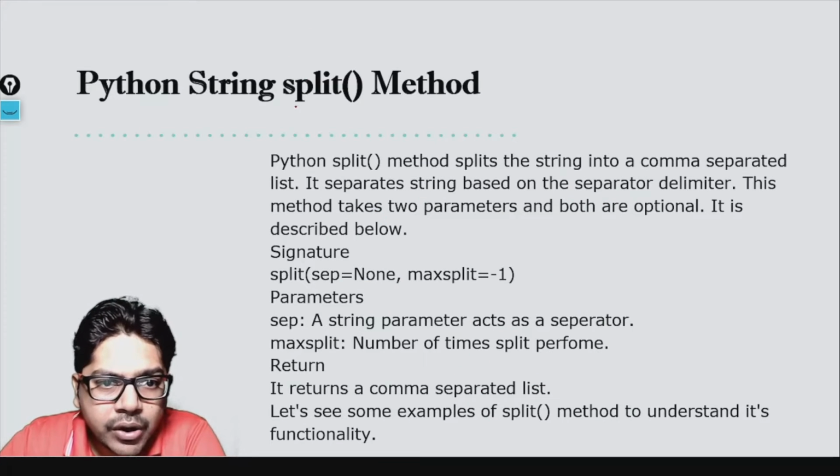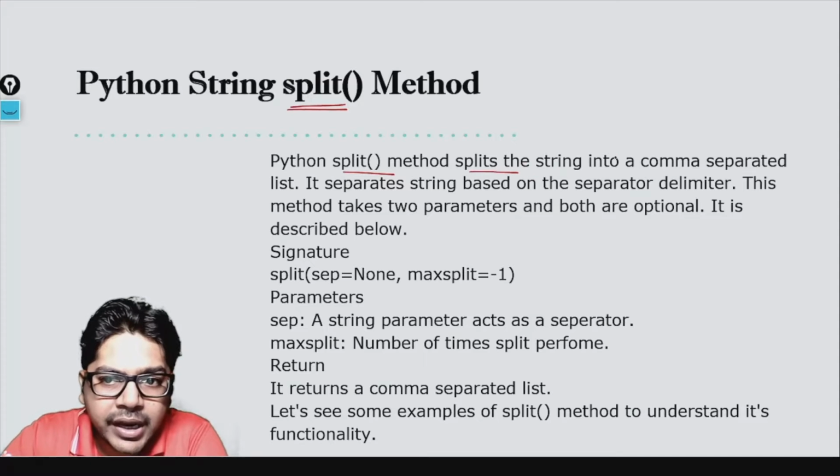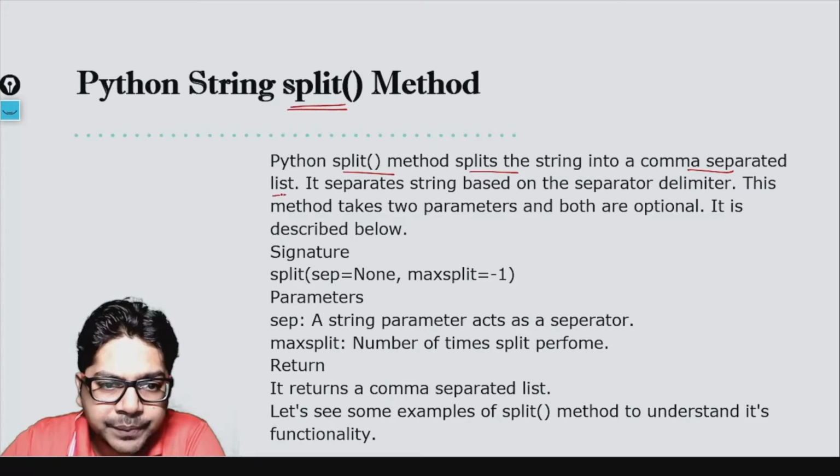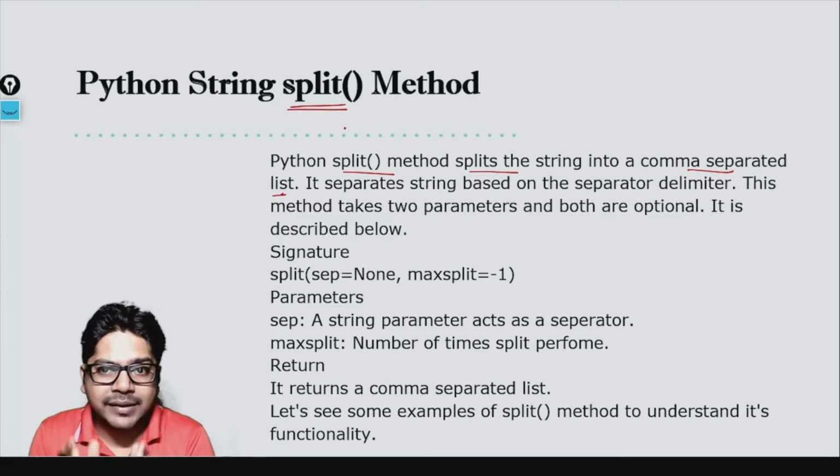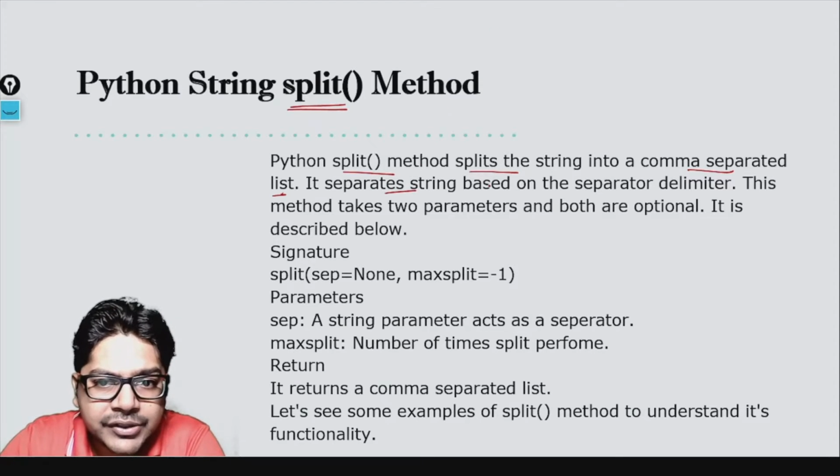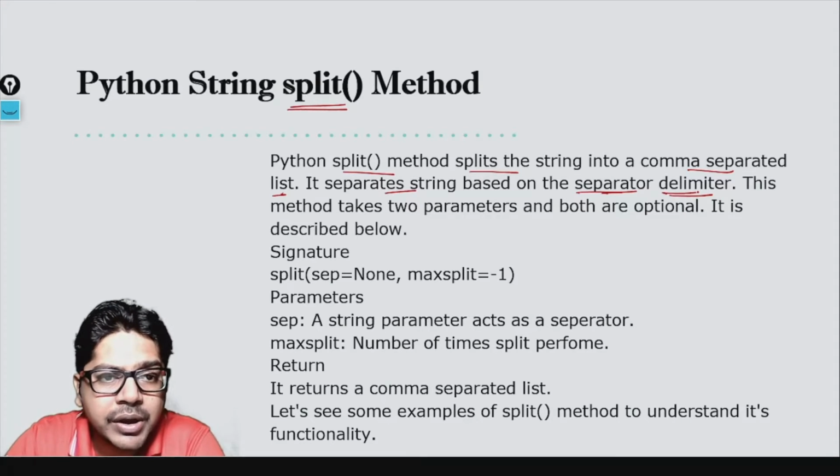Now going ahead and talking about the split method. The Python split method splits the string into a comma separated list. It separates a string based on the separator delimiter. You are the one who is going to provide a separator delimiter. Based on that, it is going to split it.